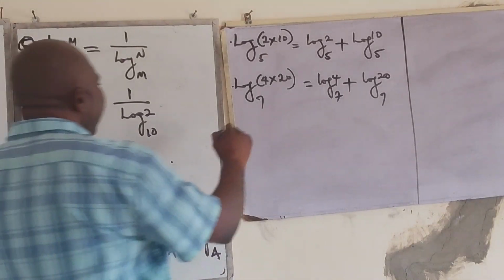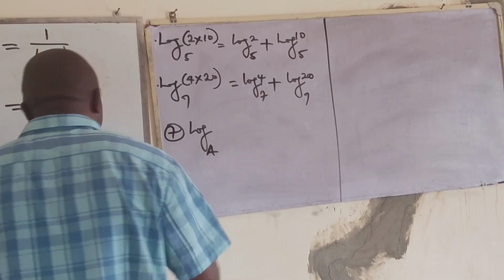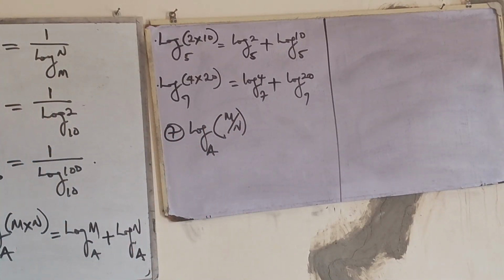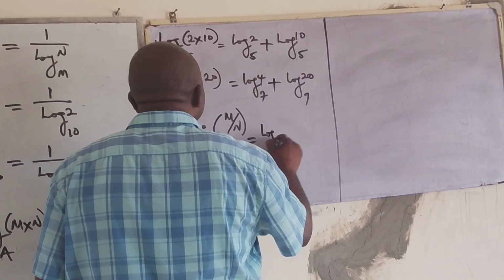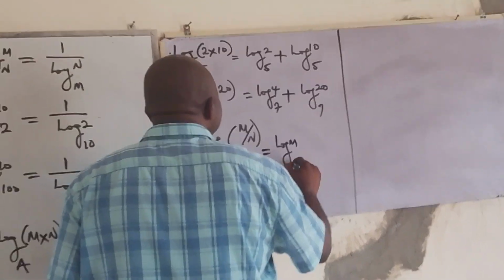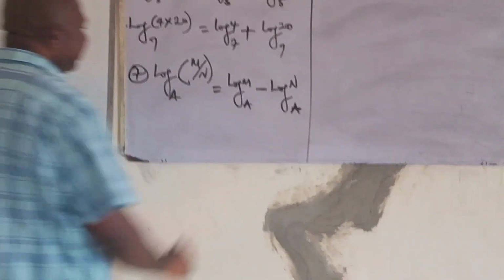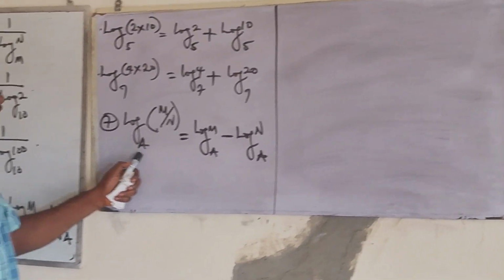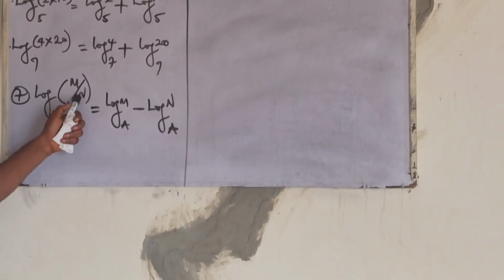Now let's see the 7th one. Log to the same base a, let's see m divided by n. Yes, we have seen the multiplication law. Now let's see the division law. This is the same as saying log m base a minus log n base a.